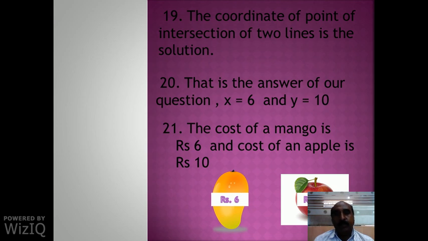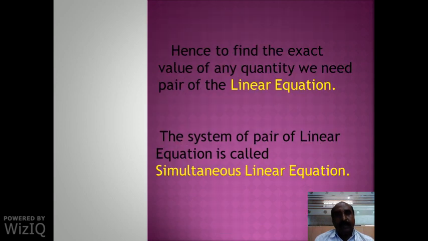That means the student got the answer: the cost of a mango is rupees 6 and the cost of an apple is rupees 10. That means to find the exact value of any quantity, we need a pair of linear equations, and the system of this pair of linear equations is called simultaneous linear equations. We can use these simultaneous linear equations in real life examples also.